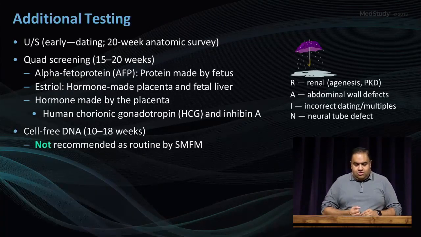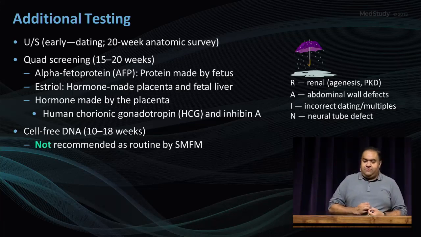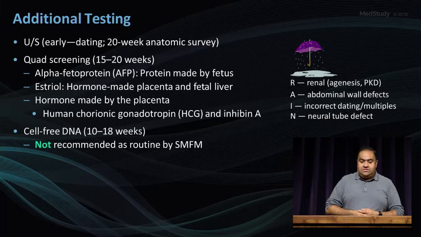All right? So ultrasound is usually kind of subdivided into a couple different types of ultrasound. We do a dating or a very specific anatomy ultrasound, which is called a level 2 ultrasound that happens at about 20 weeks gestation. Quad screenings at 15 to 20 weeks.